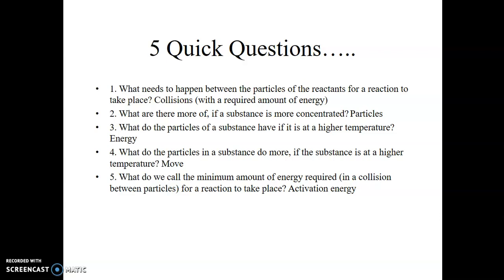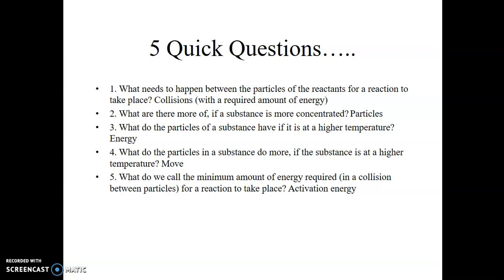Number 5, what do we call the minimum amount of energy required in a collision between particles for a reaction to take place? We call that the activation energy. Remember from the last video, every reaction has a certain minimum amount of energy that the particles need to have in their collisions for the reaction to take place. That will be different for different reactions, but every reaction has a minimum amount of energy needed for that reaction to take place.